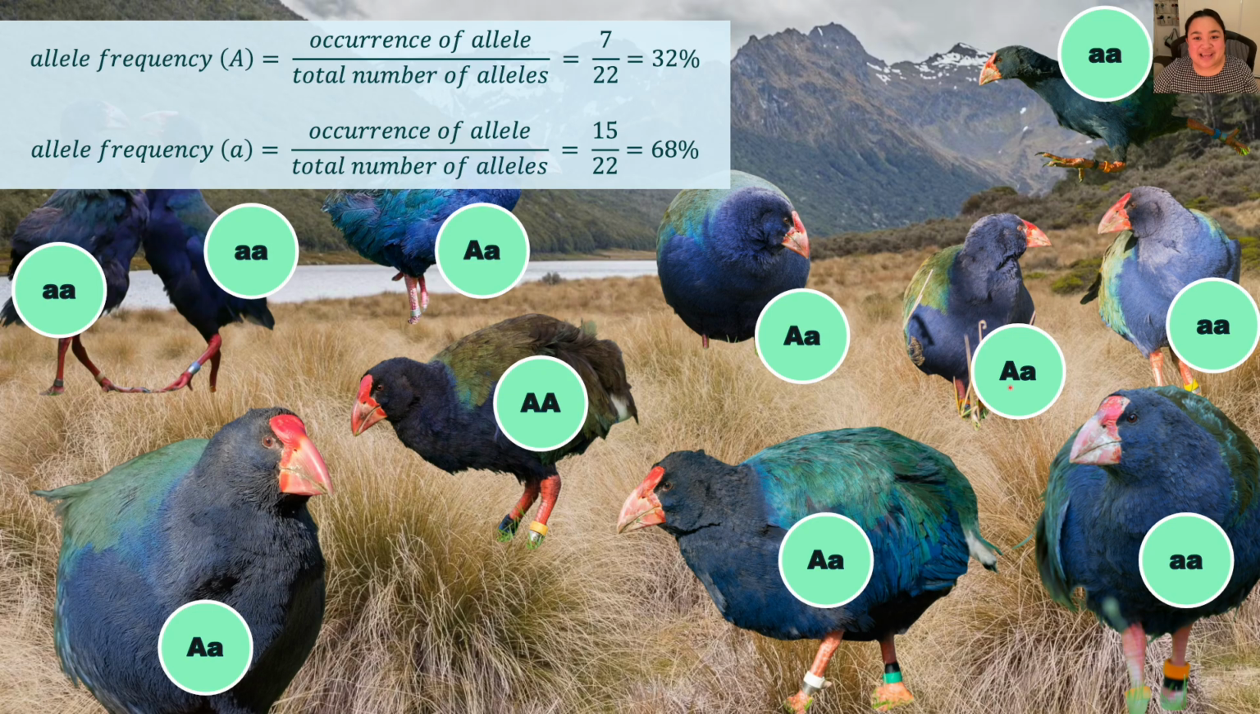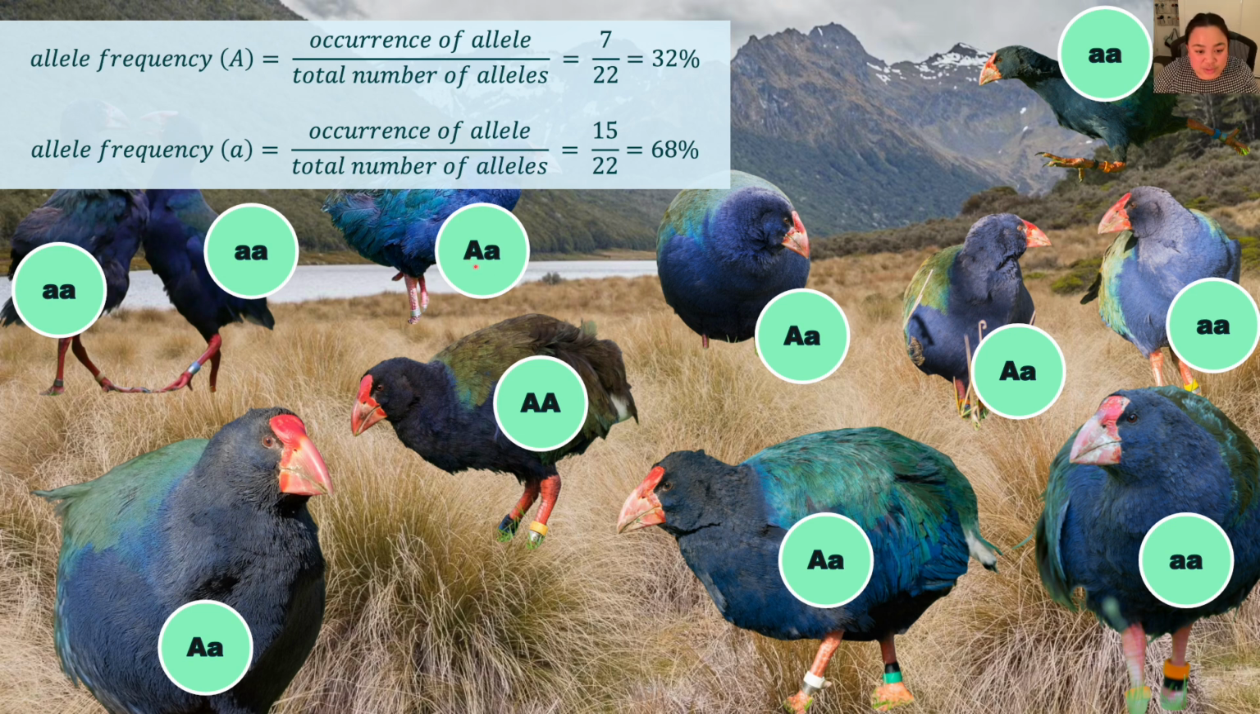Let's work through some examples of calculating allele frequencies. To calculate the allele frequency of the big A allele, we need to count how many times it appears in this gene pool. That's the occurrence. And then we need to divide it by the total number of alleles in this gene pool. So, how many big A alleles are there?